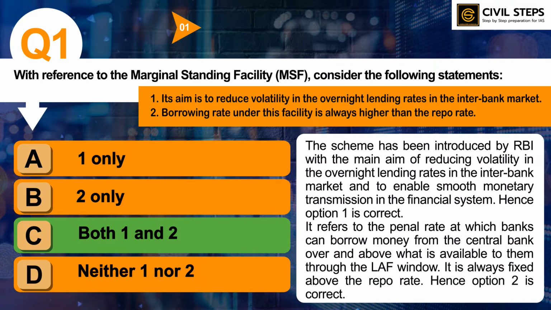So the scheme has been introduced by RBI with the main aim of reducing volatility in the overnight lending rates in the interbank market and to enable smooth monetary transmission in the financial system. Hence, option 1 is correct. About the second statement, it refers to the penal rate at which banks can borrow money from the central bank over and above what is available to them through the LAF window. So it is always fixed above the repo rate. Hence option second is correct. So this was all about first question.